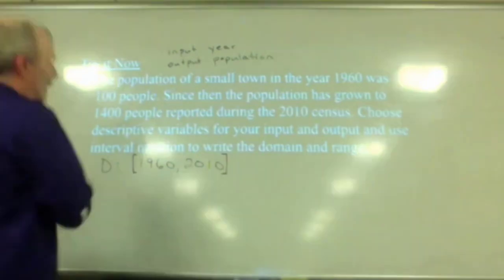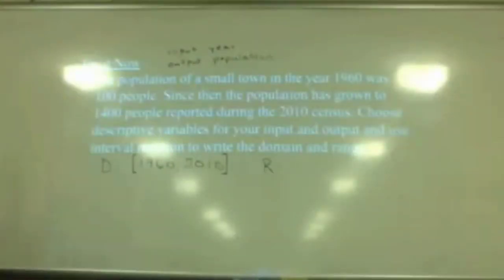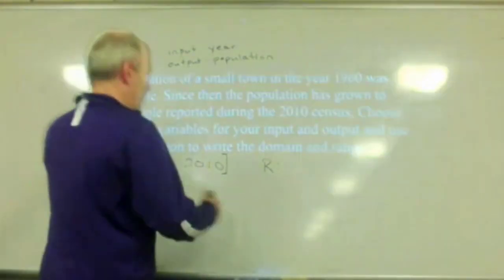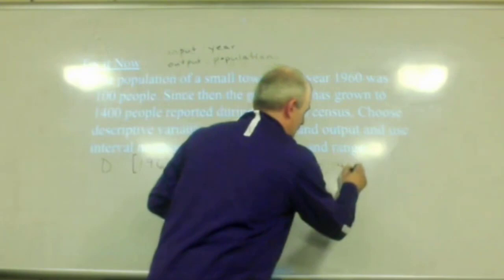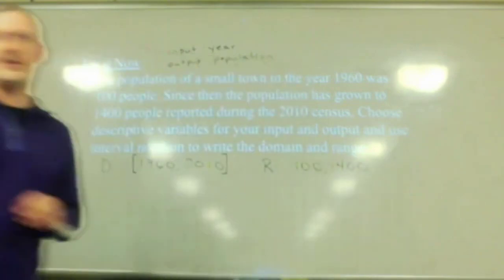Okay, now for the range, remember this is the outputs. So this is the population. And again, we start with the smallest. What's the smallest population that we have here? Yeah, 100. And then the biggest one? 1,400. And do you think these should be parentheses or brackets?